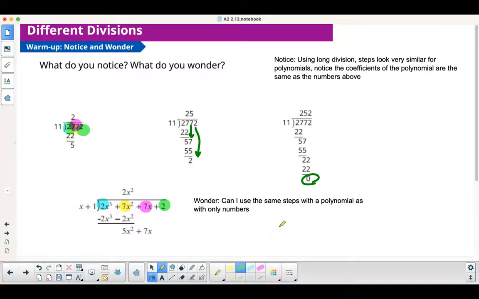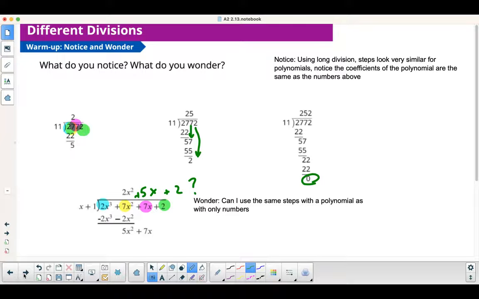I wonder if, because these numbers match up, I'm going to get the same number. I got the 2 here. I wonder if it's going to be 2, 5, 2. So maybe, I wonder, is it going to be 5x plus 2? Okay, because I can't have another x squared because I'd combine those. So I wonder if that's going to be my final answer. All right, so good stuff there.